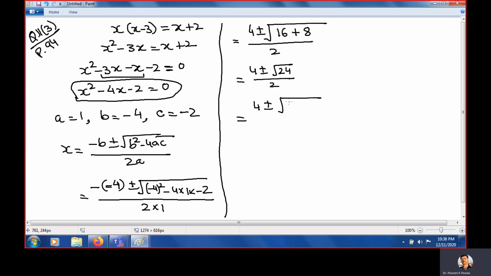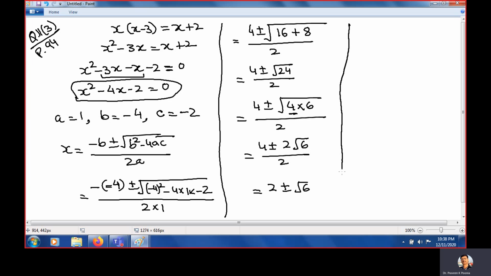And this can be broken into two parts. One is 4, one is 6, because square of 4 is possible. Clear? Upon 2. So 4 plus minus, if we bring this out, square root 4 will be 2. Square root 6 will remain there. Now divide. It is 4 divided by 2 is 2, plus minus 2 cancelled by 2, it is square root 6. So what are the two roots? Root number 1 is 2 plus square root 6 and root number 2 is 2 minus square root 6.